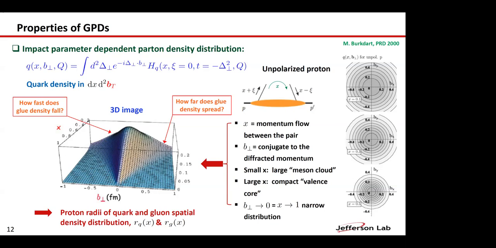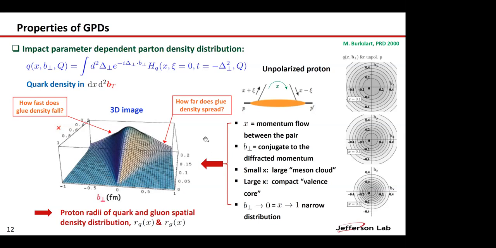But it's not just nice pictures. You can ask very good questions. You'd like to know, when you go to large position space b, how this distribution falls. That is exactly controlled by QCD dynamics. And also how fast they fall, whether it's an exponential fall or a Gaussian fall, all of this also depends on QCD.